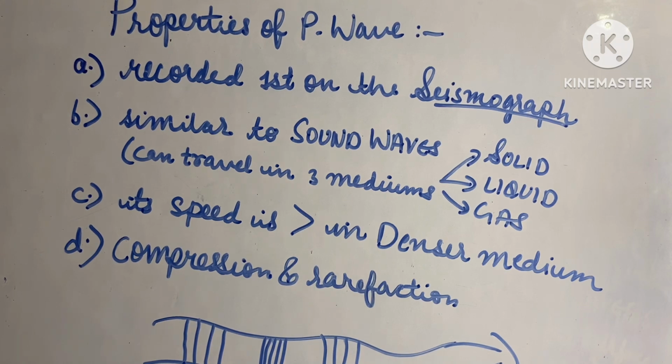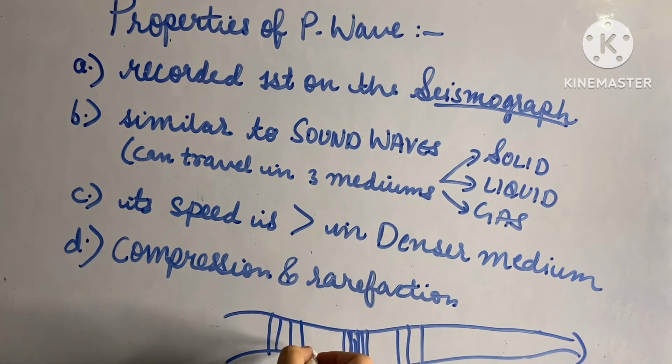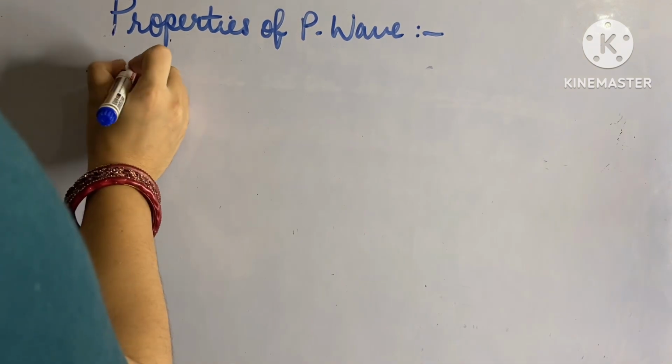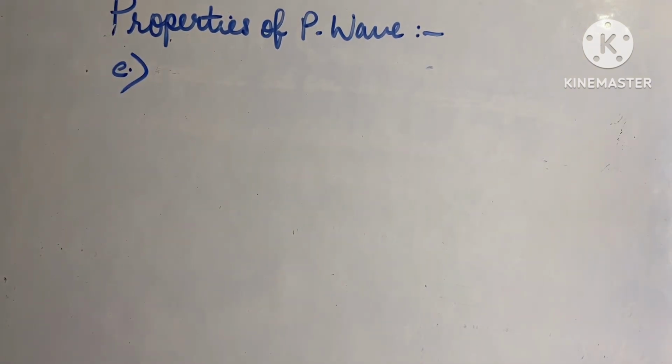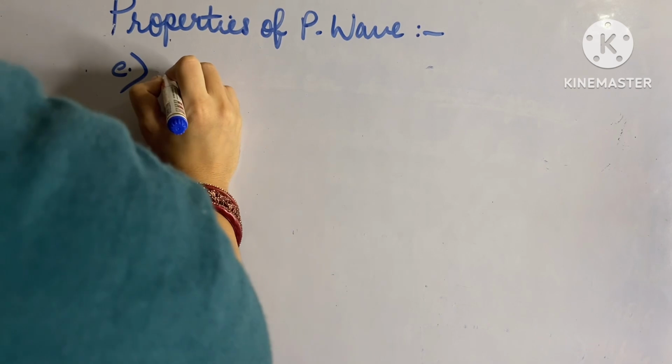So P waves will stretch and squeeze the particles, causing deformation of the rocks. Due to the stretching and squeezing of the particles, there is deformation of the rocks, and the rocks move parallel to the direction of wave propagation. So this is compression, and this is rarefaction. Fine. Now the next property is that this is the fastest wave.